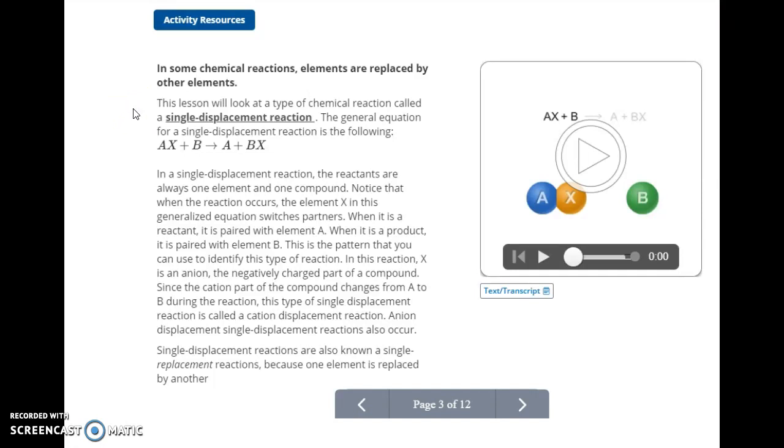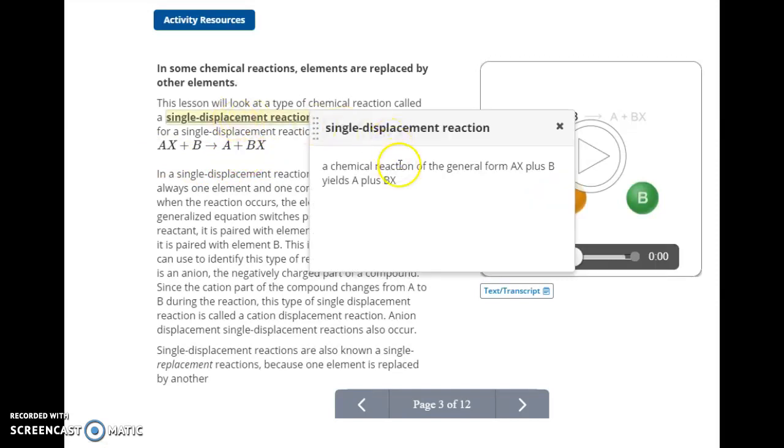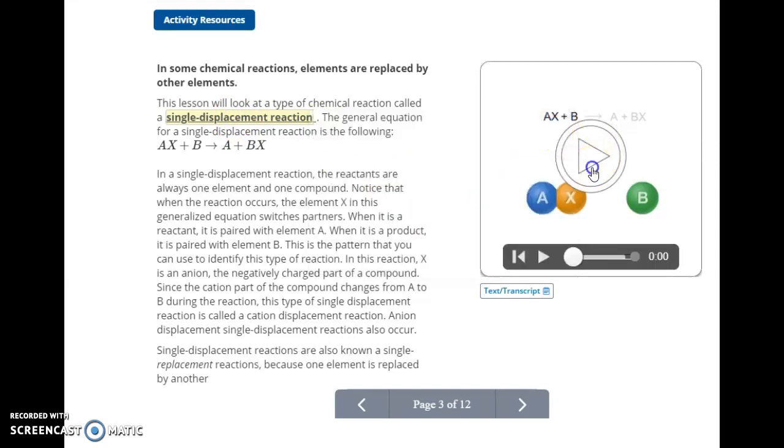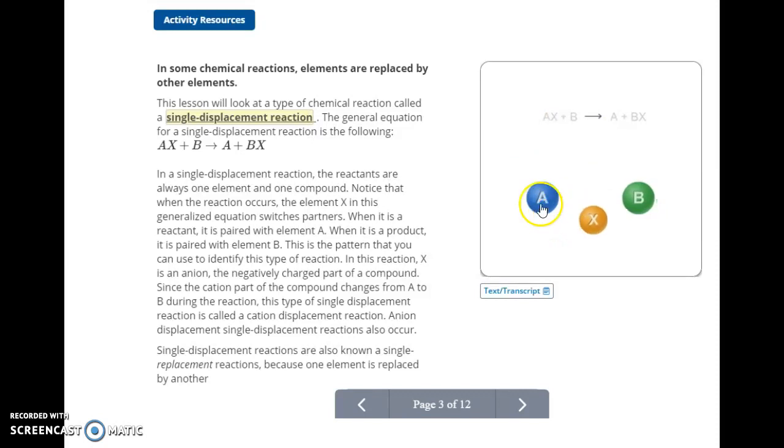The general equation for a single displacement reaction is the following. So you have a compound, AX, showing the 2 different elements, plus B, another element, yields A plus BX. So if you notice, the X was attached to the A, and now the X is attached to the B. So it's switched partners. All right, so add down the definition. So hit pause as you need to add to your notes. And here it simply shows us that X switches partners.